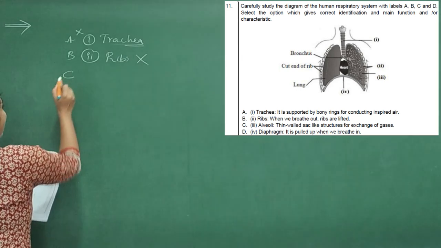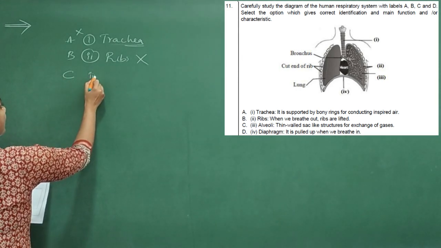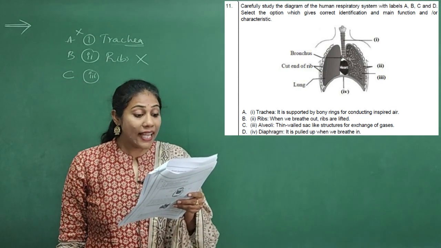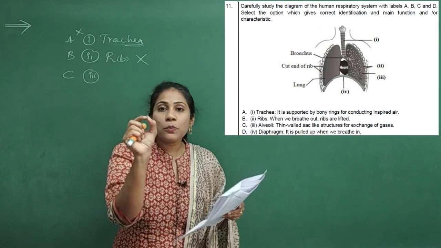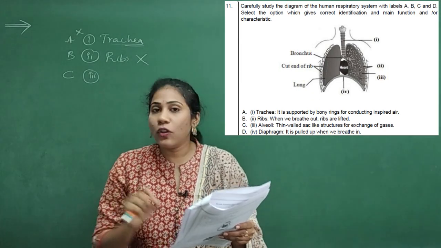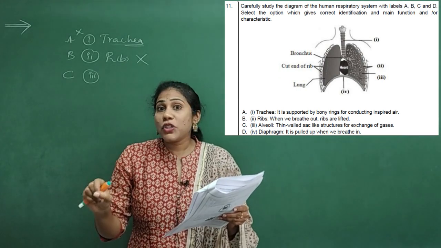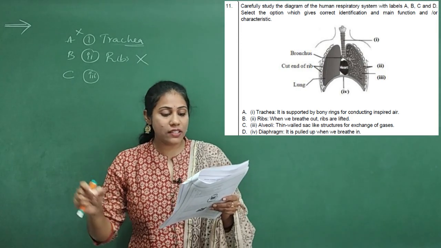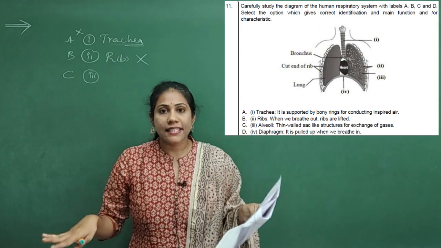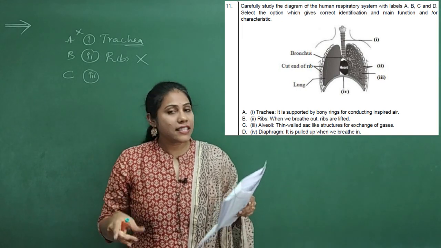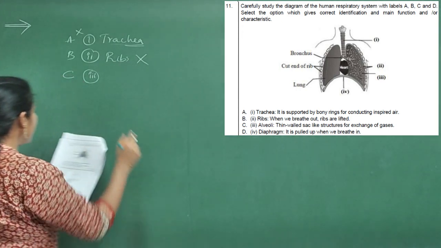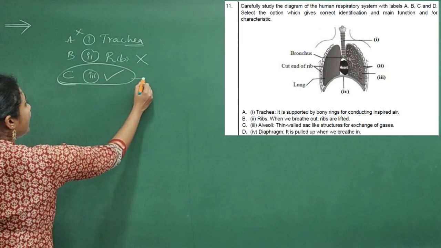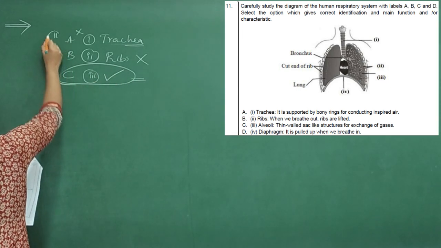And coming to the third option, guys, they said about the third labeling as alveoli. Yes, definitely. Small bag-like structures are called alveoli. Labeling is correct. Let's check it with the function. Alveoli are thin-walled sac-like structures for exchange of gases. Yes, through alveoli, exchange of gases will take place, right? So labeling is correct, function is also correct. So option C is the correct option for the 11th question, guys.